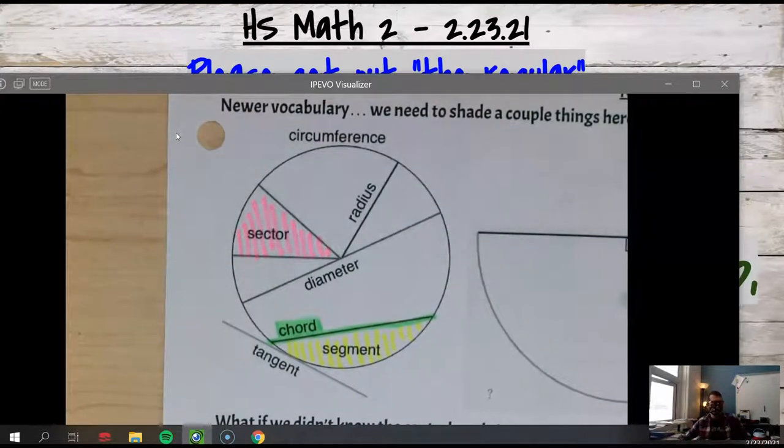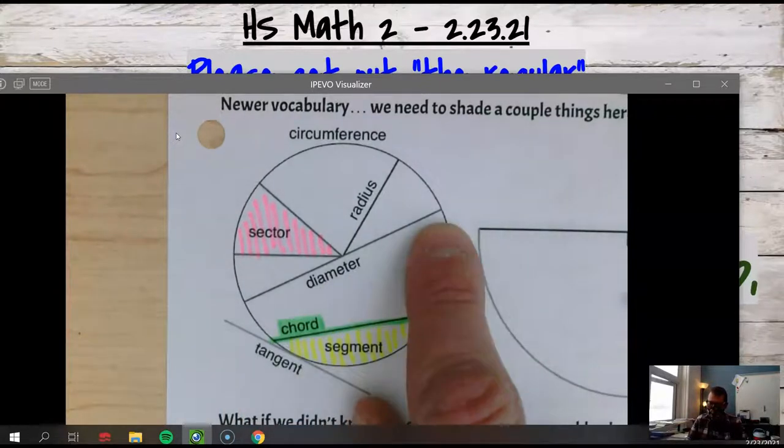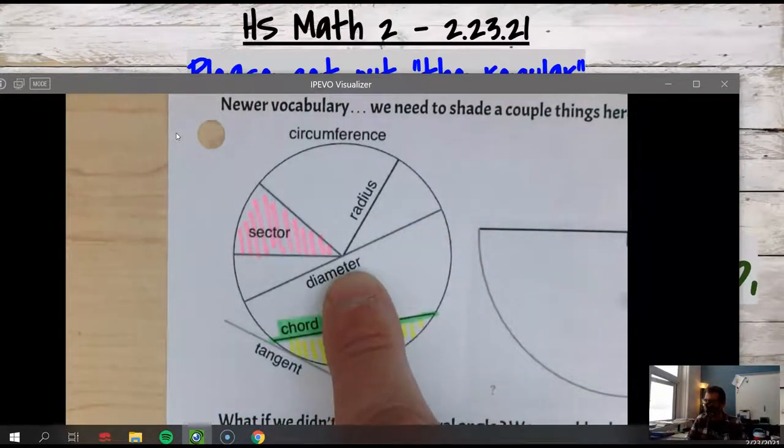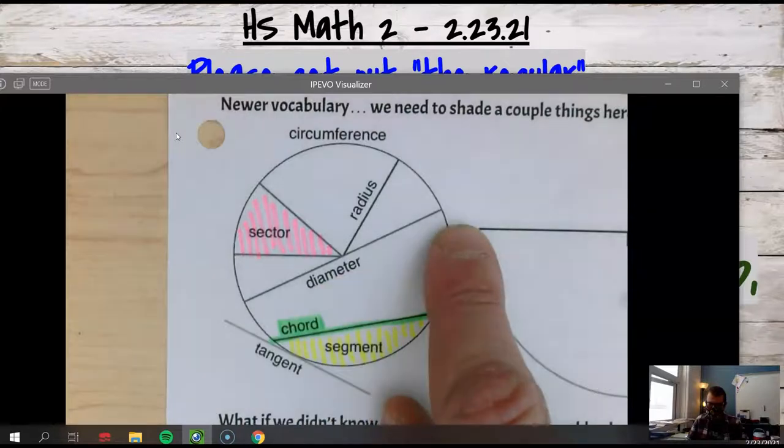The chord is just the line stretching across the circle. So technically, the diameter is a chord, just like a square is a rectangle. But when we have a more specific name, we give it the more specific name. So we don't call a square a rectangle, and we don't call the diameter a chord. We use the more specific name that the chord that goes through the middle of the circle is the diameter.